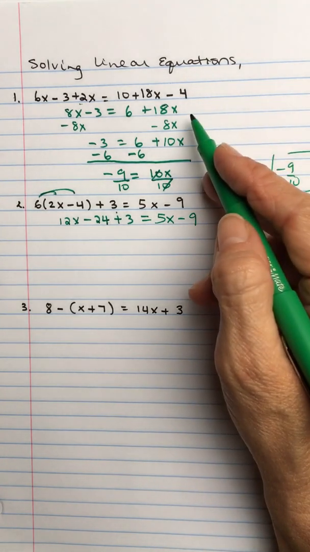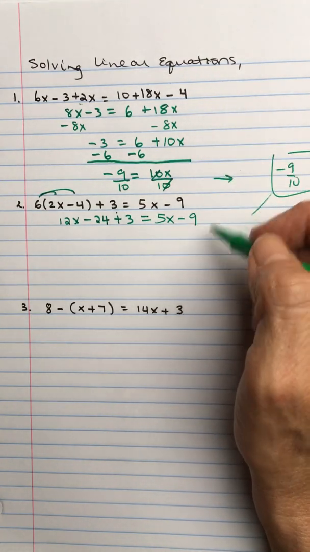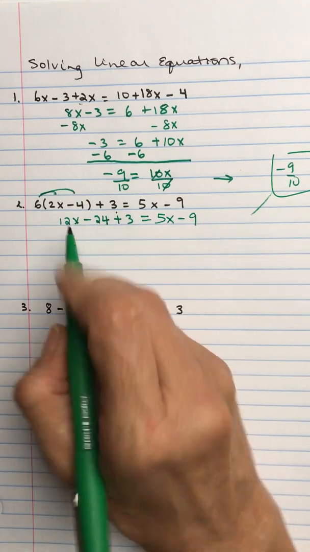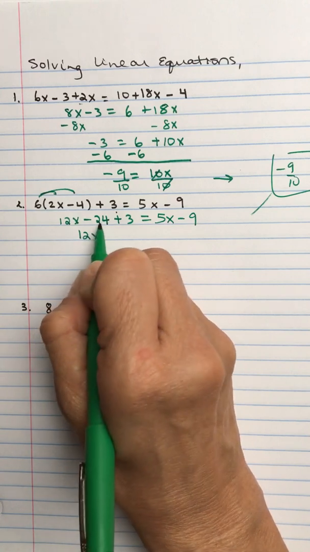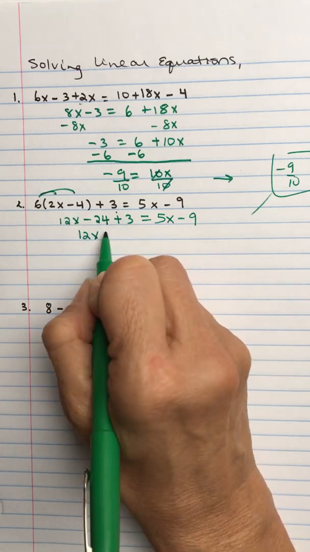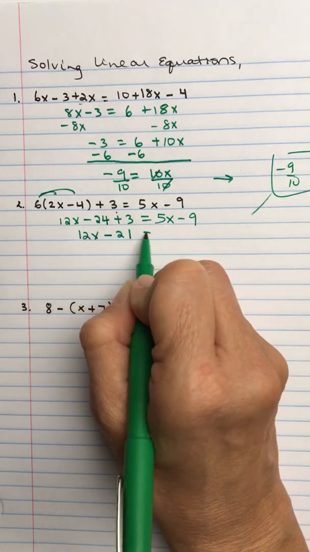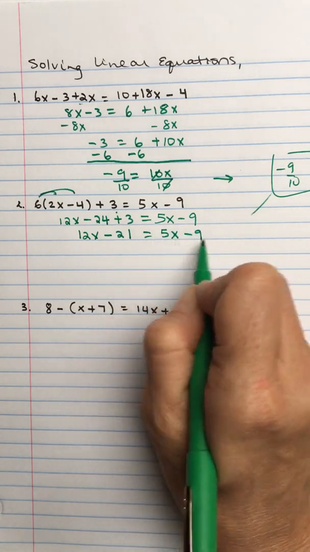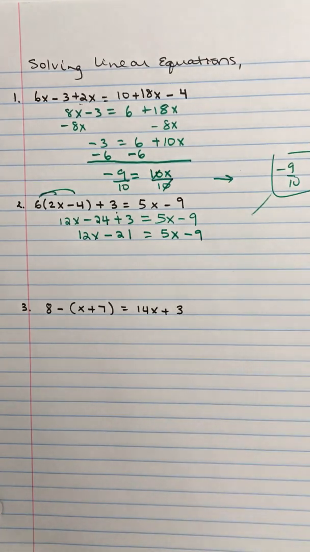So now we do what we just did up in example 1. We're going to tidy up each side first. So 12x, no other x terms, so I can't simplify that. But minus 24 plus 3, that's minus 21, so I could simplify that. The right side is already down to an x term and a constant, so nothing to be done there.